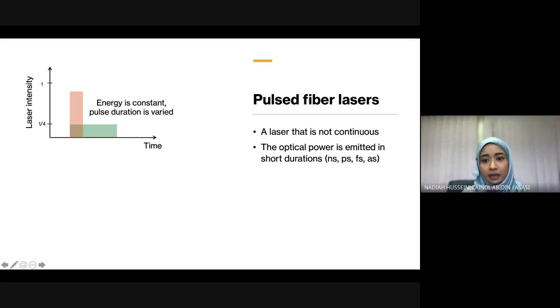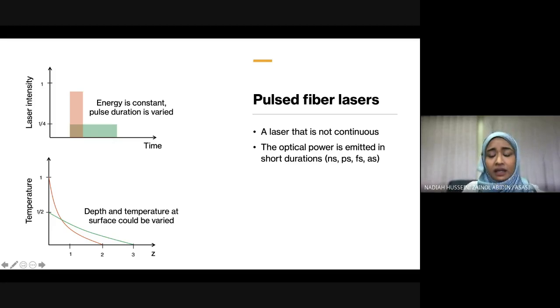With the same constant energy, I compress it. Now my laser intensity is amplified, right? I use the same energy, I compress it, it becomes higher. So what's great about controlling the pulse duration is that I get to play with the laser intensity. I get to vary the laser intensity. And what is great about having a laser intensity that can be varied is that I get to control its penetration depth. I also get to control the temperature at the surface.